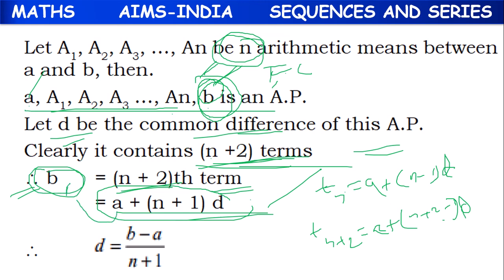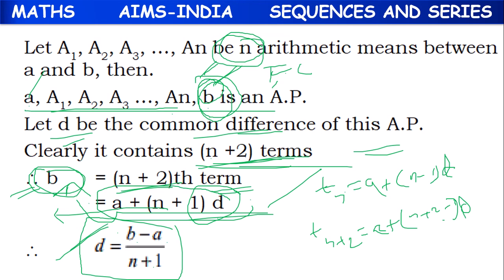If you take a to this side, it becomes minus a, so we can write b minus a. If you take n plus 1 to this side, it becomes divided by n plus 1, and here only d will remain. Or if we write in reverse order, we can write the formula d equals b minus a by n plus 1.